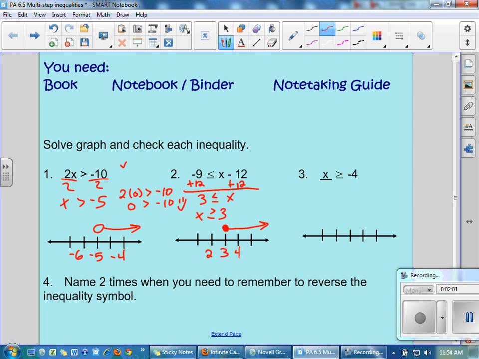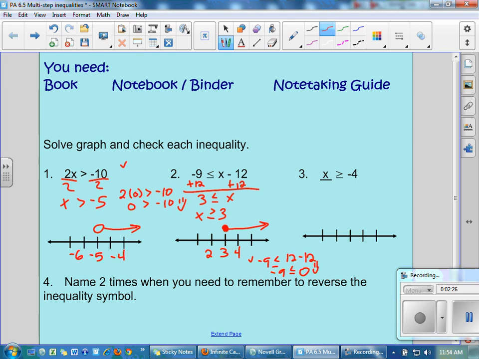Now, what number could I check this one with to make my life easy? I would have -9 is less than or equal to a number minus 12. I'm going to take a number and subtract 12 from it. So what would be a good number to subtract 12 from? 12. Can I pick 12? Yes, I'm going to pick 12. 12 minus 12. So -9 is less than or equal to 0. Is that true? Yes. So I'm happy. I'm done.